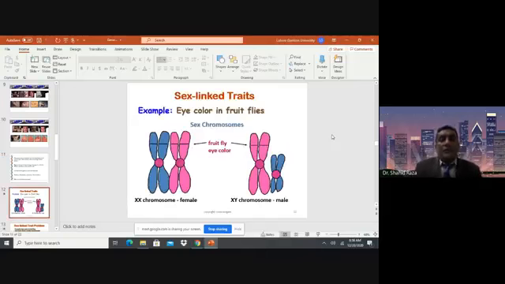When we talk about sex-linked traits, a good example is eye color in fruit flies. In these sex chromosomes, there is a cross in fruit fly eye color. On the left side, XX is a female and XY is a male.